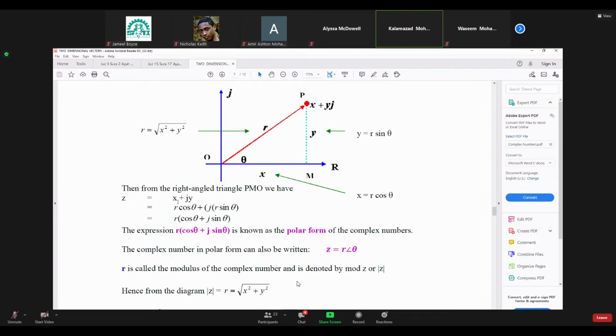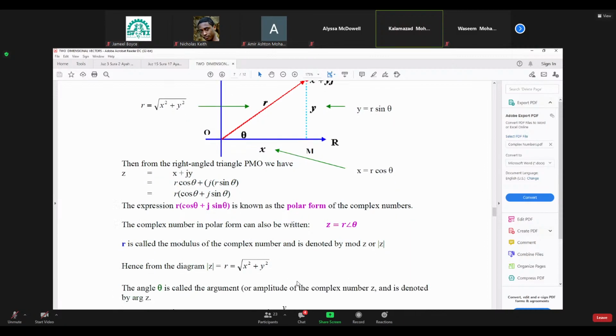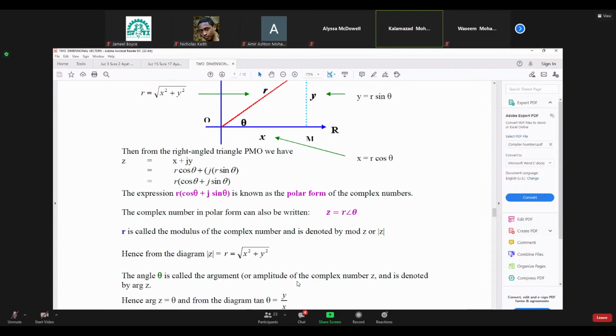All right, we write it like this: x plus jy. x is r cos theta, y is r sine theta. You include the j, so we'll get r cos theta plus j r sine theta. We factor out the r, and we write it like this: r into cos theta plus j sine theta. And this is known as the polar form of a complex number. Some books, you'll see them write it like this: Z is equal to r with this sort of symbol here and theta.